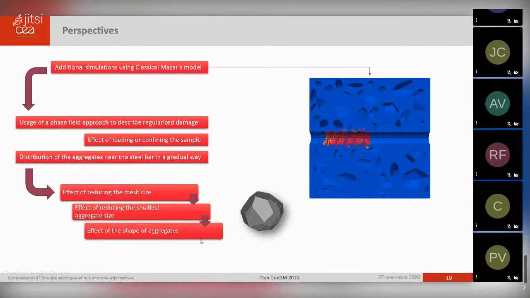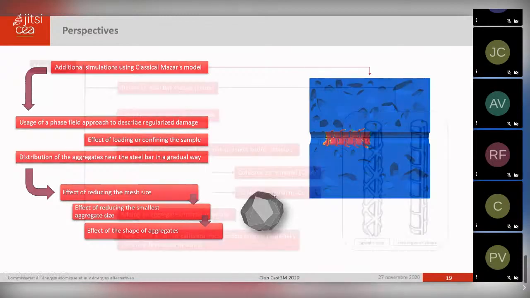Also studying the effect of reducing the smallest aggregate size, so just lowering the limit between the fine and coarse aggregates. Then we will study the effect of the shape of the aggregates themselves, which so far are convex polyhedrons. There are cases of concave polyhedrons and of course some spheres, to see the difference.